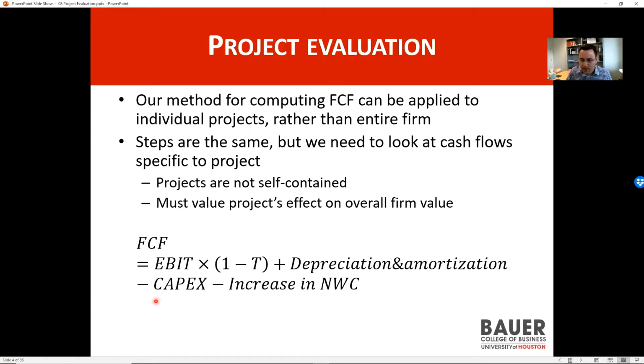The free cash flow equation is the same as before, right? Free cash flows are equal to EBIT times 1 minus T plus depreciation minus CAPX minus increases in net working capital. That's all the same. We're going to take that same formula and use it for individual projects rather than the entire firm. So the steps are the same, the calculations are the same, but we recognize that projects are not self-contained anymore. It's one project within a larger company, so that project may have effect on other parts of the business. And so what we need to do is value the project's effect on the overall firm value.